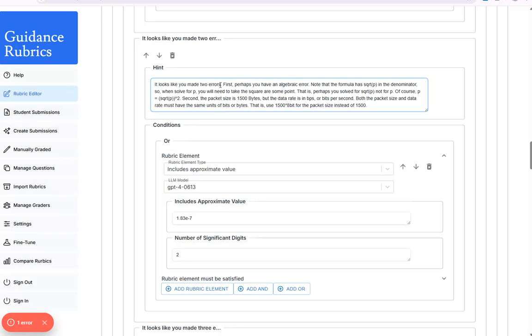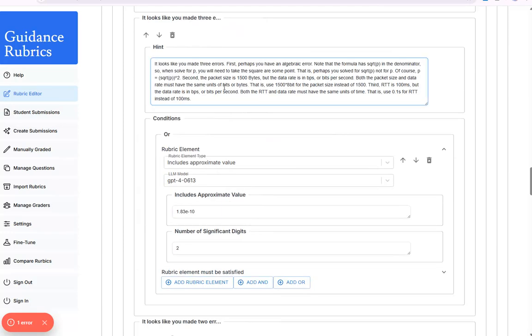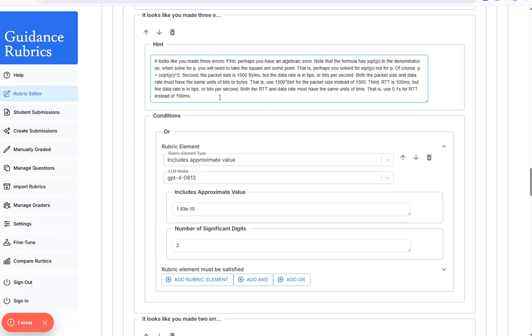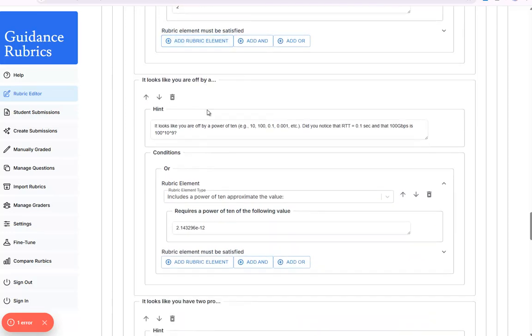This handles a case for 2 errors, so algebraic error and whatnot. Another case where they made 3 errors, and another one. This one is a little bit different.